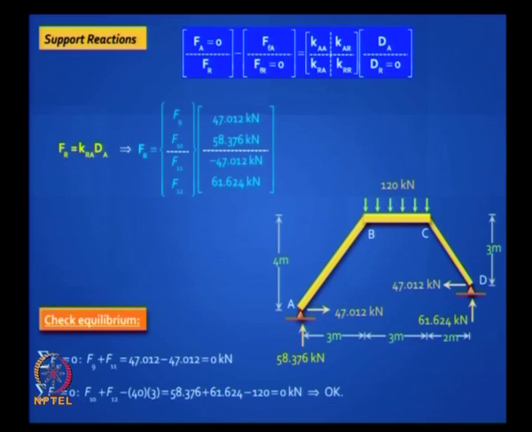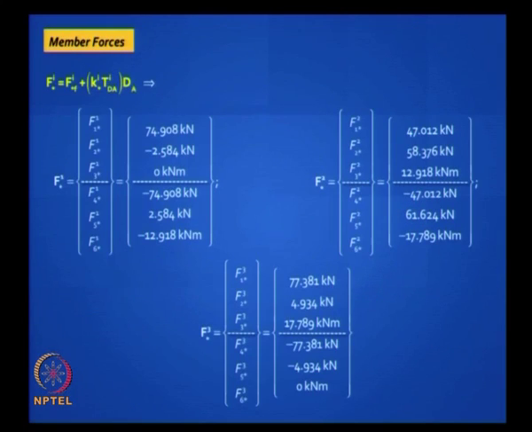Well, the least you can do is check force equilibrium. So sigma Fy should add up to 0, those 2 vertical reactions should add up to the total load of 120 kilonewton, and the horizontal reactions must cancel out, right. So it makes sense.